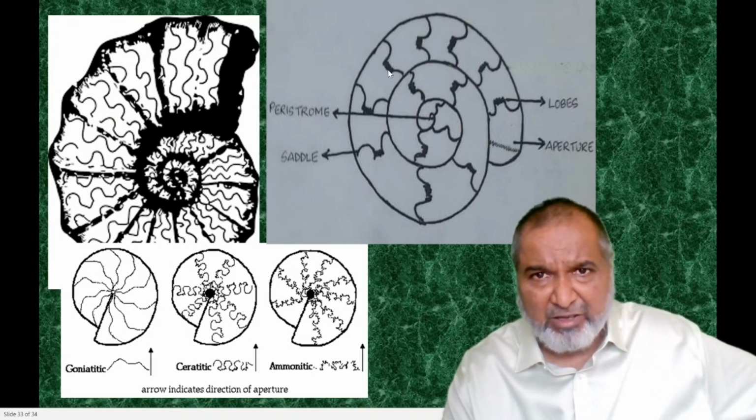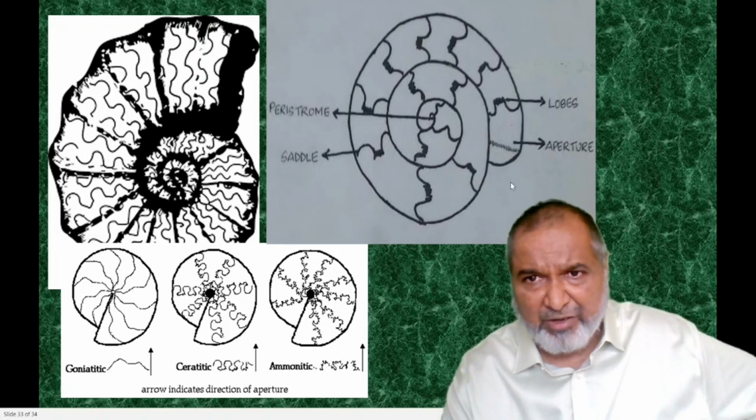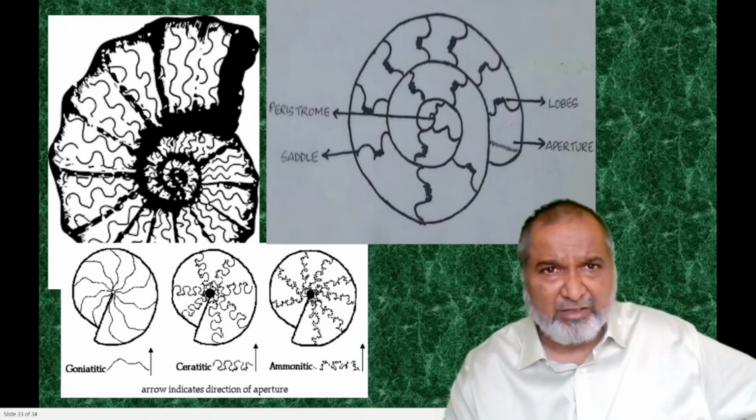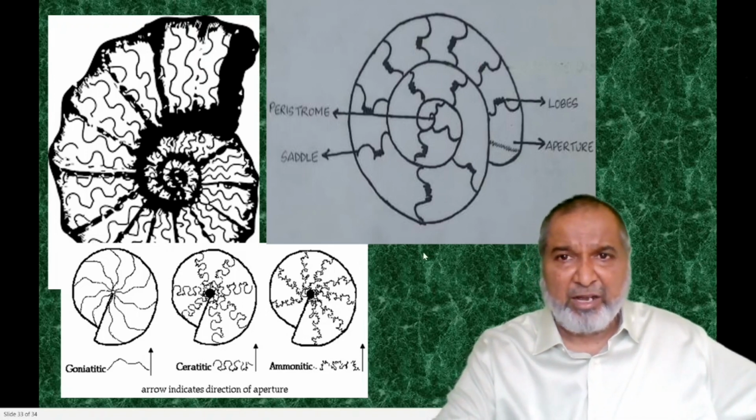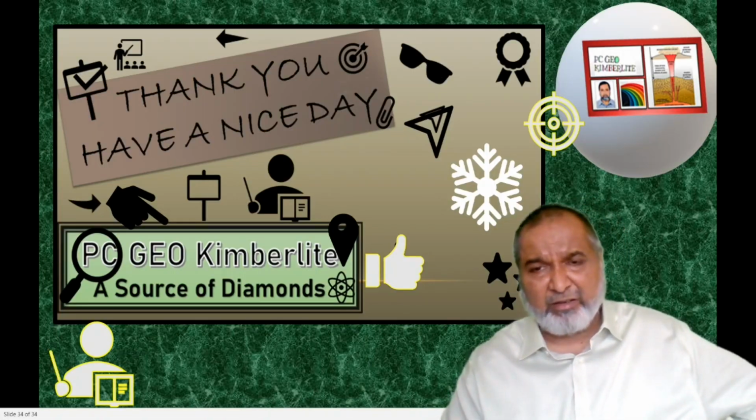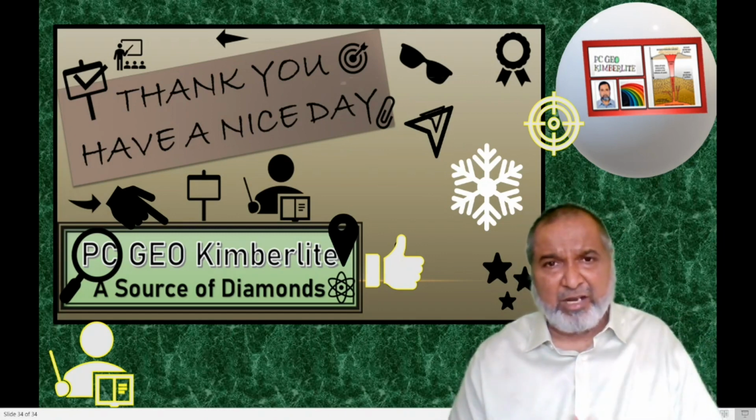Here you can see that part. We have drawn the diagram. Yes, this is the fossil we have, and these are the goniatitic suture line, ceratitic suture line, and ammonitic suture line. So that also I have covered here, and I think this is covered now.